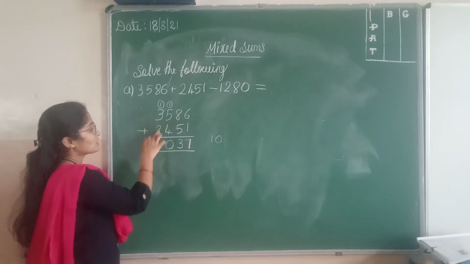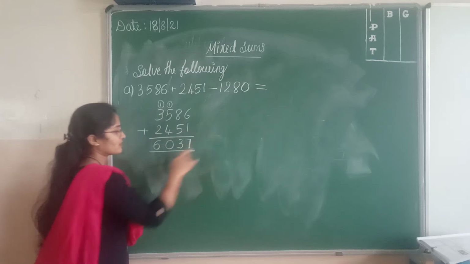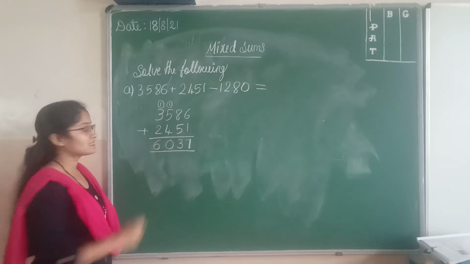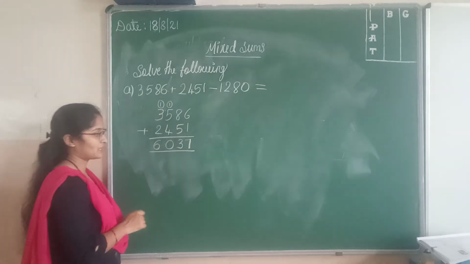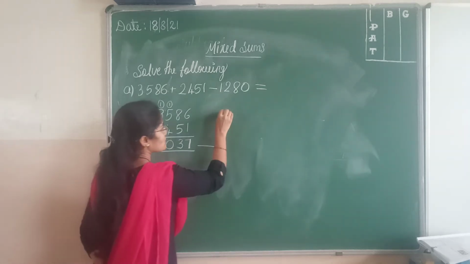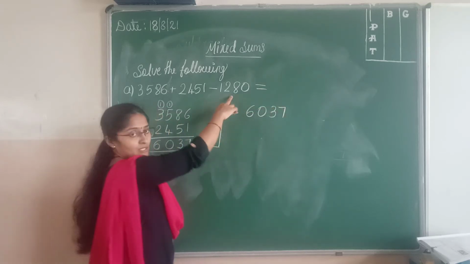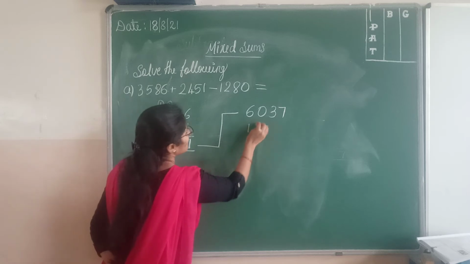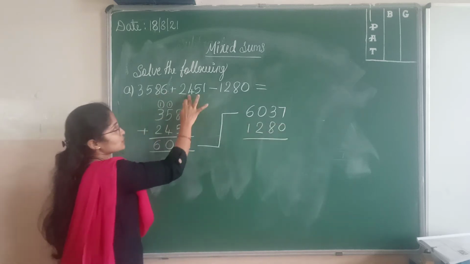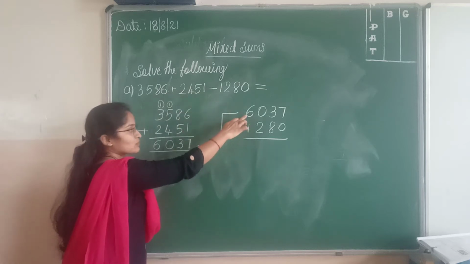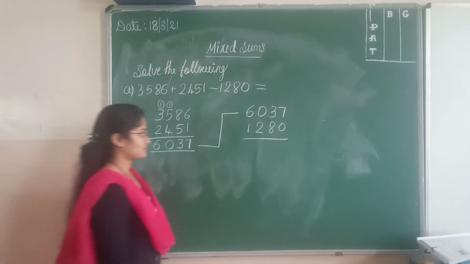Now 3 plus 2 is 5 and plus 1 is 6. So what answer did we get? We got the answer after adding these two numbers as 6037. Now from this 6037, we need to subtract this number, that is 1280. Why? Because after adding these two numbers only we got this number. So from this number only we are going to subtract the next number.